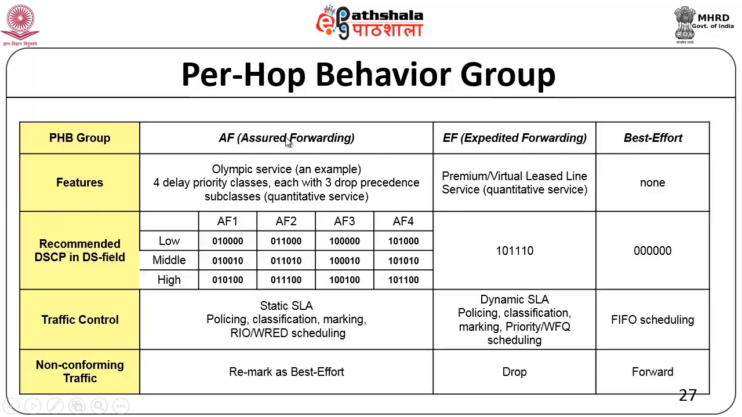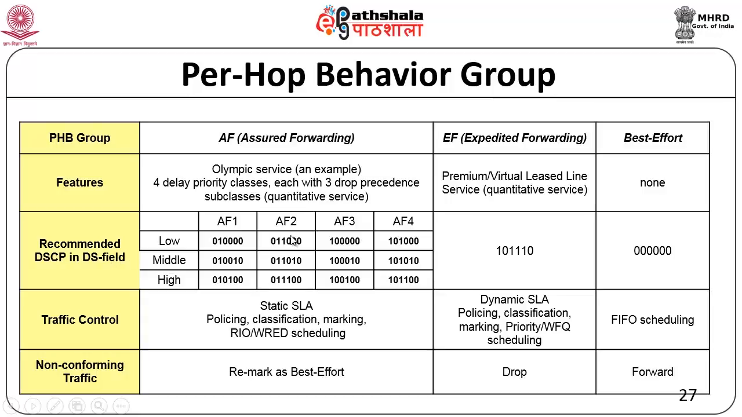So features of assured forwarding are that you can have Olympic service, for instance. Okay, so 4 delay priority classes, each with 3 drop precedence subclasses. And in expedited forwarding, we have a premium or a virtual leased line kind of a service. So it's a quantitative service. Here you can say it's a kind of qualitative service plus a quantitative service.